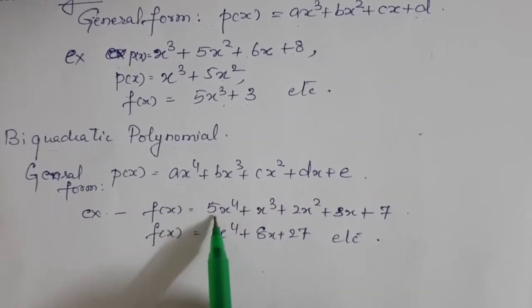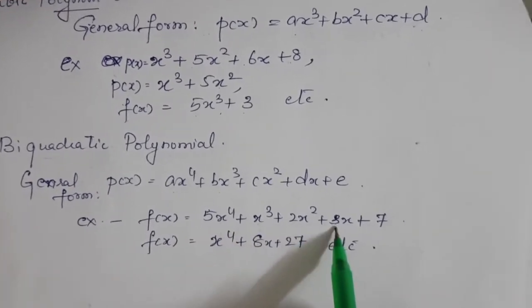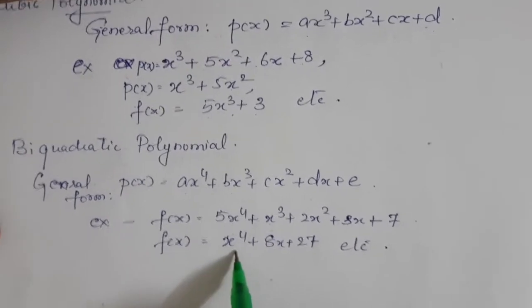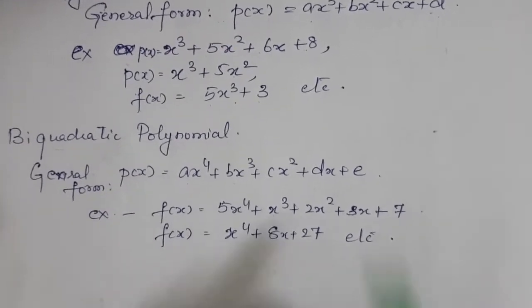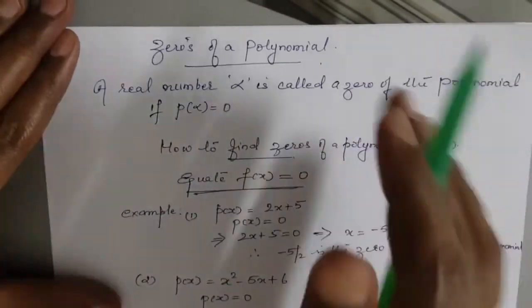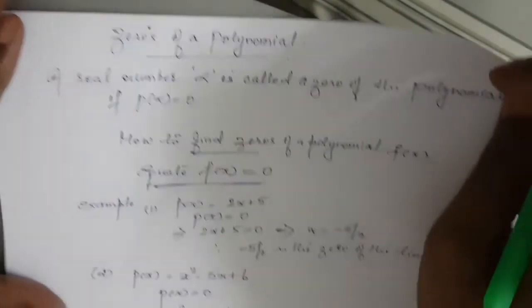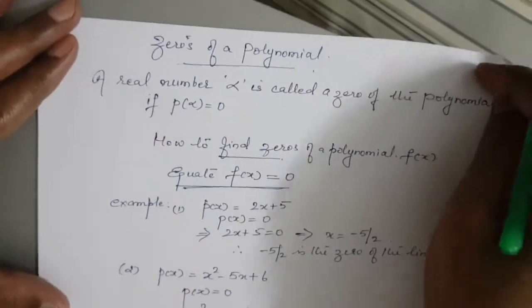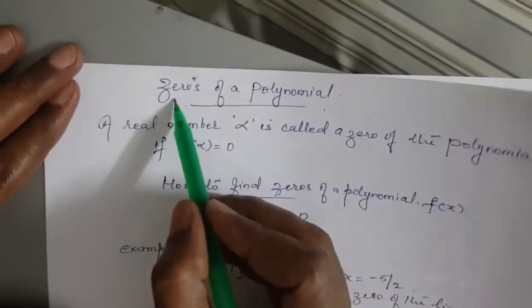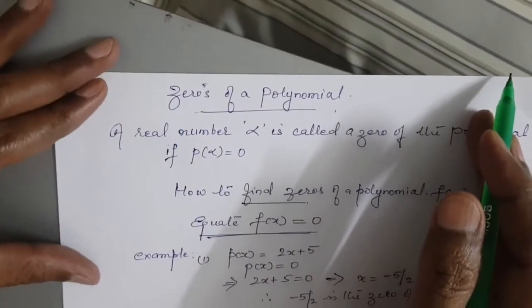Example, f(x) = 5x^4 + x^3 + 2x^2 + 3x + 7, or x^4 + 8x + 27, etc. Now, next in continuation is the zeros of a polynomial, and this is a very important topic. You have already learned, and you should always remember this. Zeros, or in other words, roots of a polynomial.